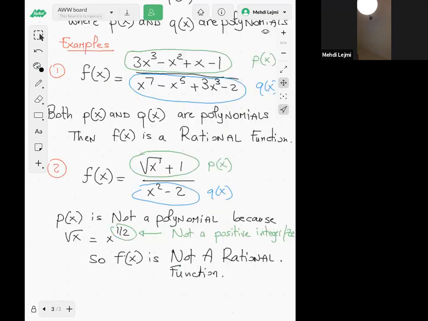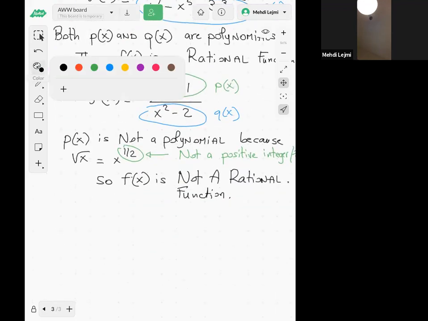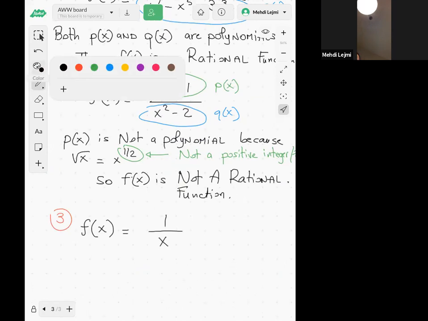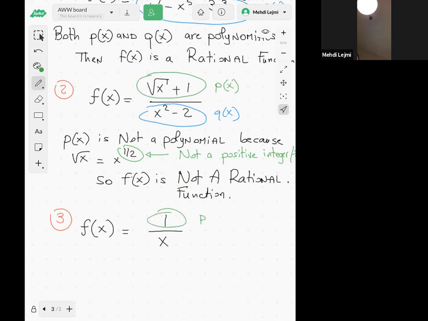What else? A third example: let's say you have f of x equal to 1 over x. So this is p of x, and this is q of x. Do you think, guys, this is a rational function or not? Do you think p and q are both polynomials? Well, for q, it's just x to the power 1, so that's a positive integer.